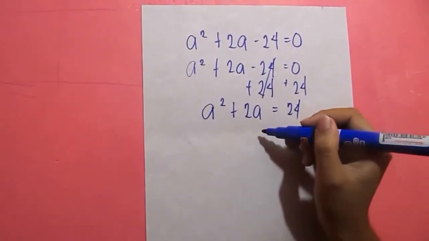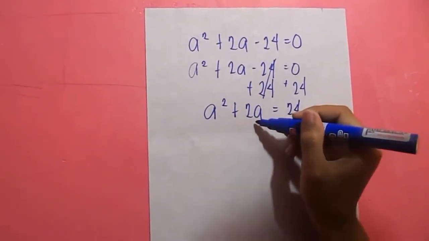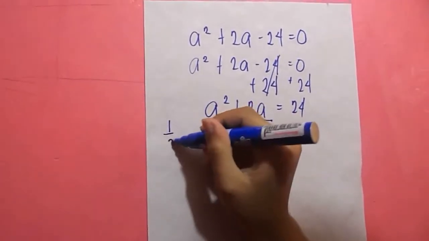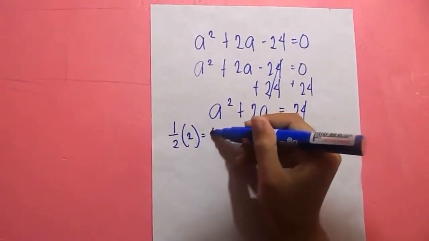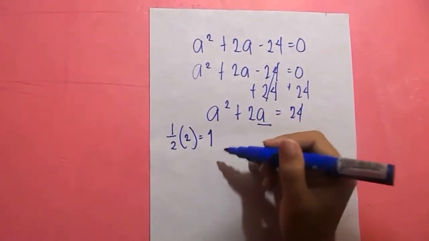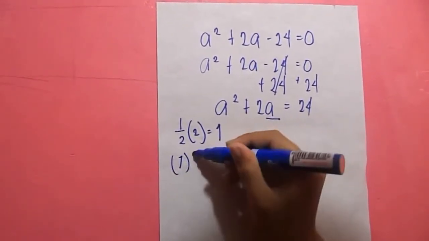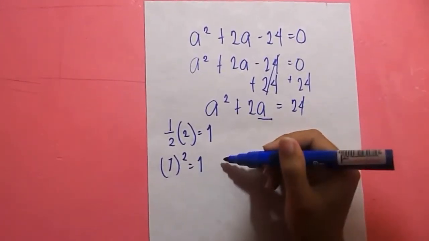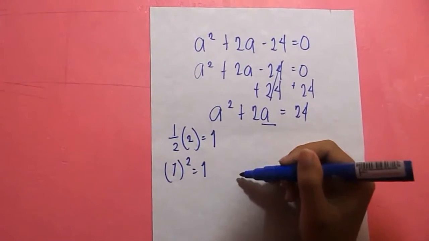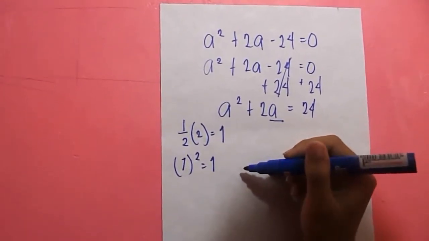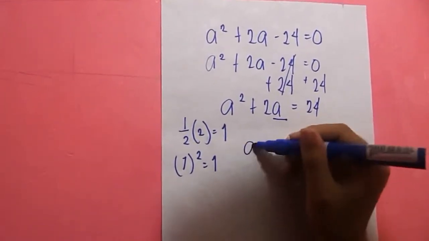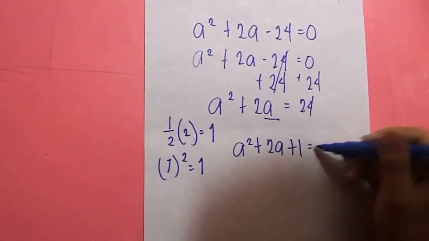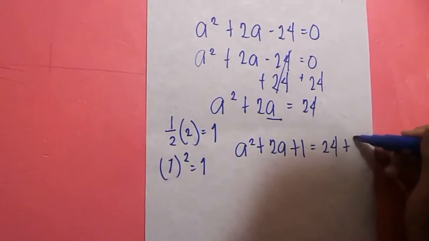And in this answer, whatever number is in front of the a, take half of the number. So one half of 2 is equal to 1. And get the square root. The square root of 1 is 1. And the answer, half of the number in front of a, was added on the right side. a squared plus 2a plus 1 equals 24 plus 1.